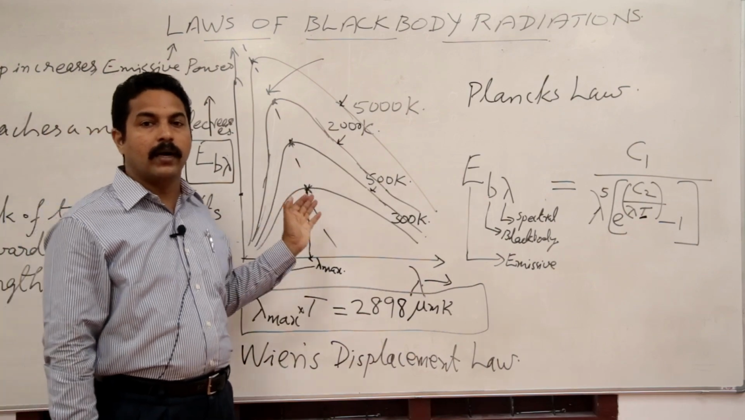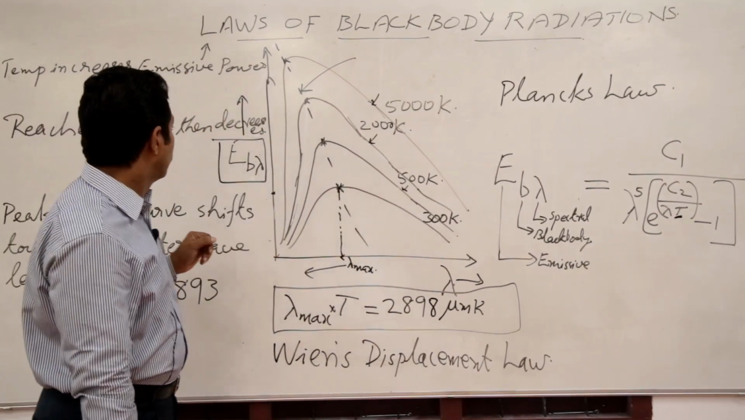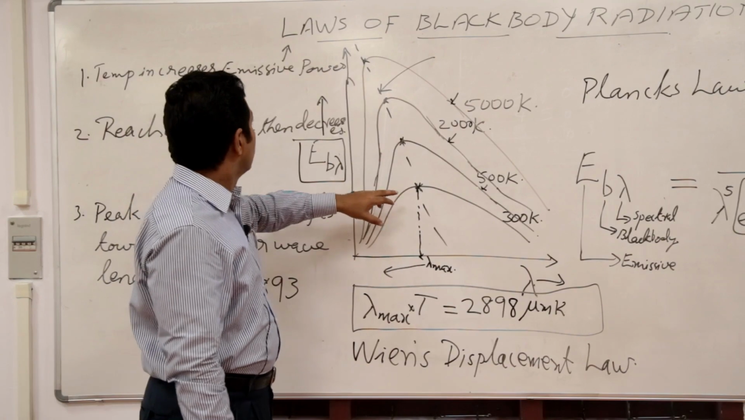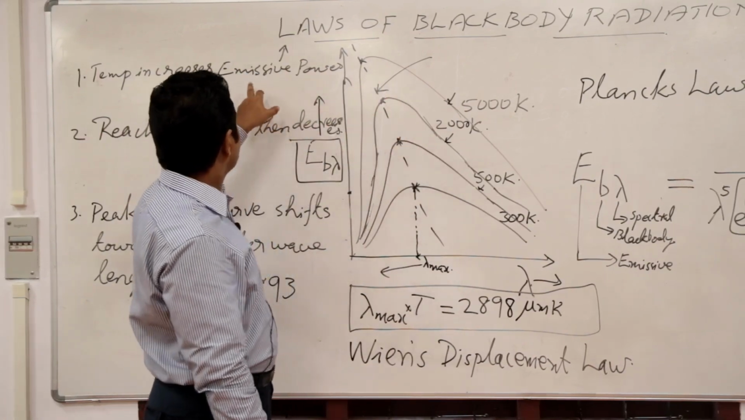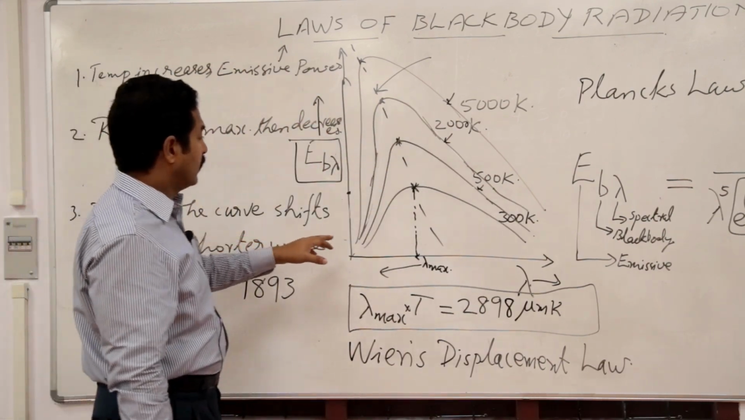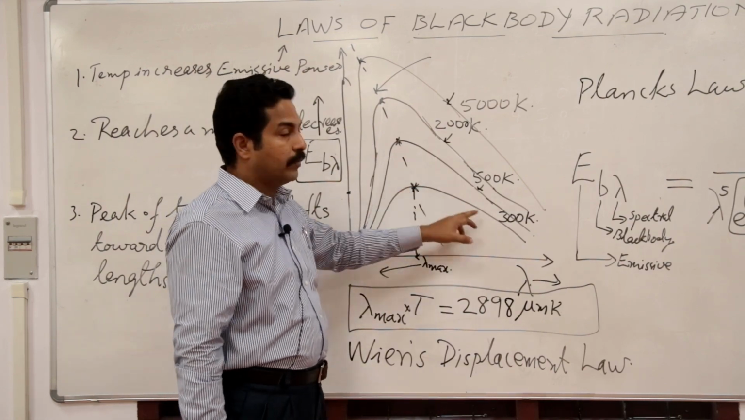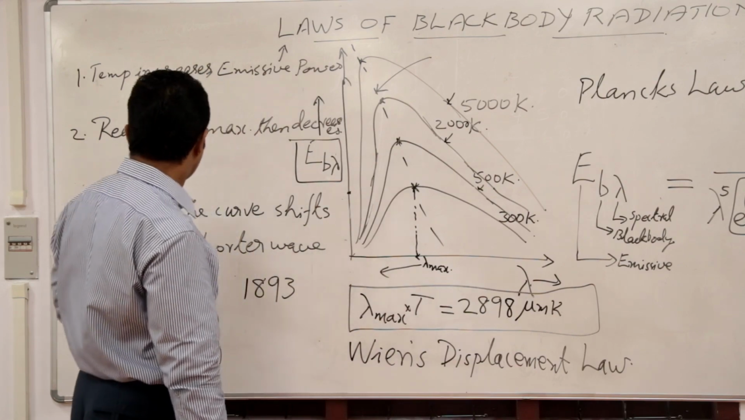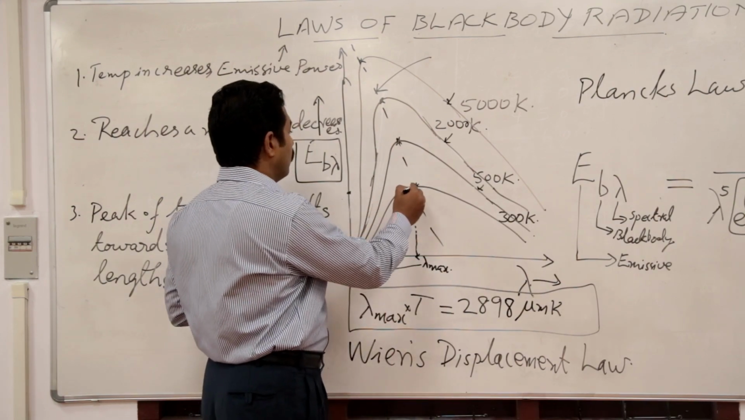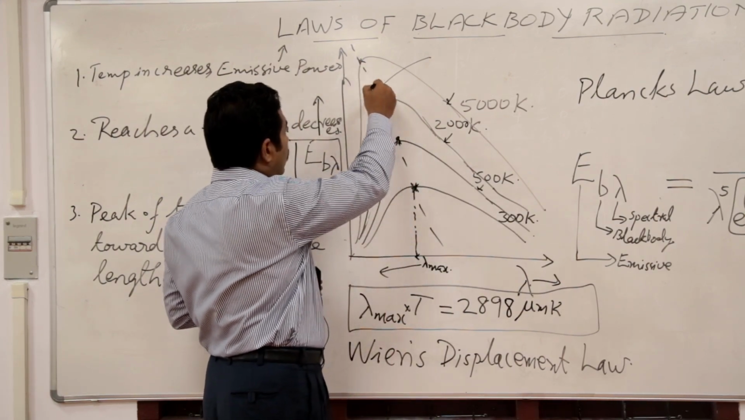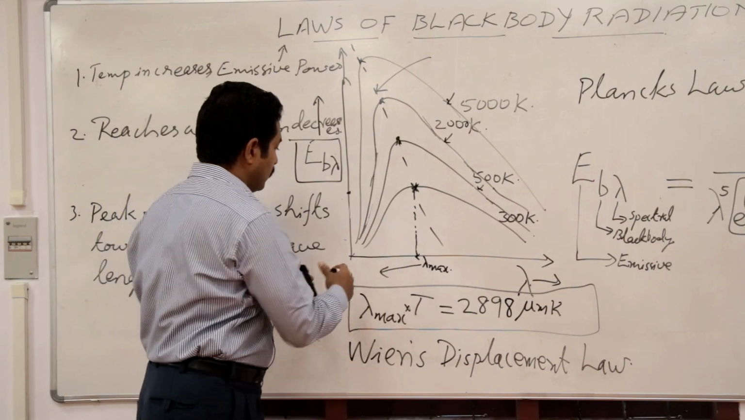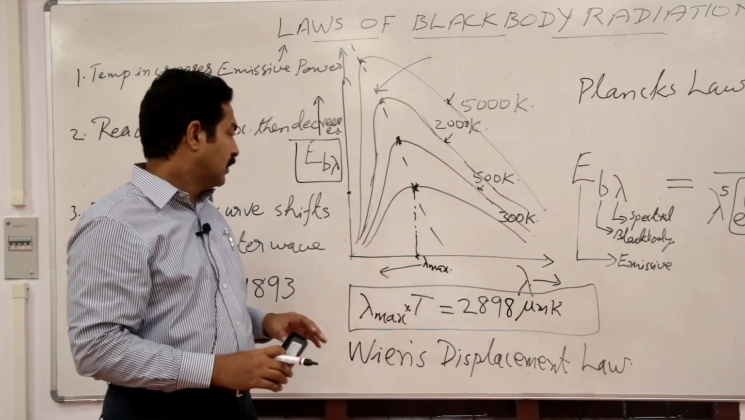From these curves we can take certain observations. One is, as the temperature increases, the emissive power is also increasing. Another point is that all the curves, at a particular temperature, reach a maximum, then decrease. Here, the peak of these curves, we can draw a locus of all these points. The peak of the curve shifts towards shorter wavelengths.